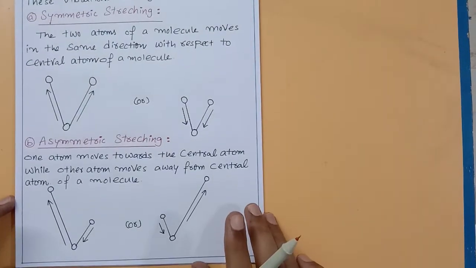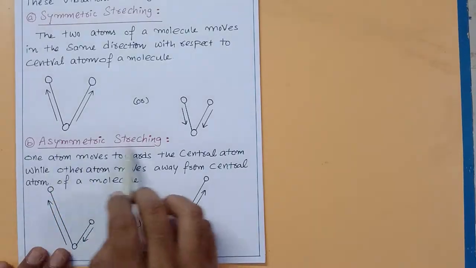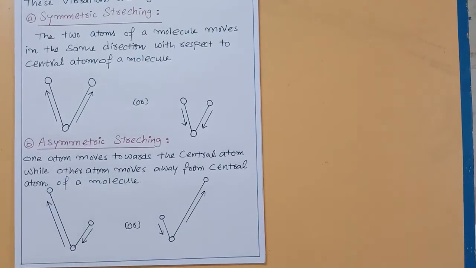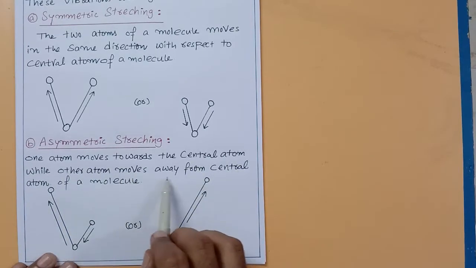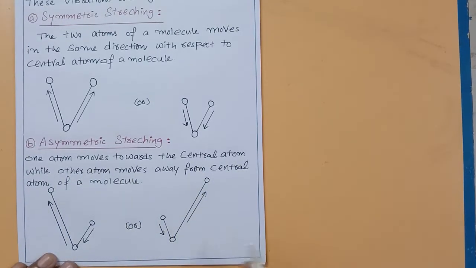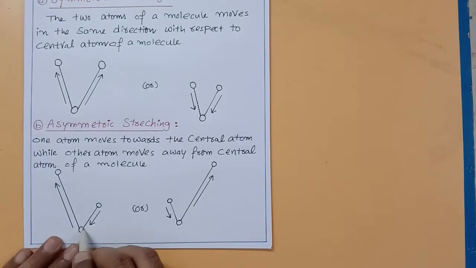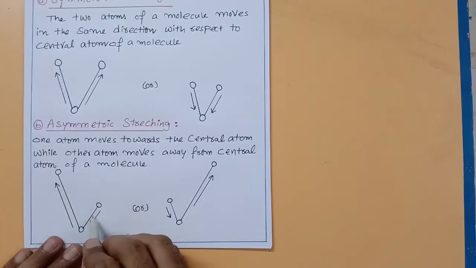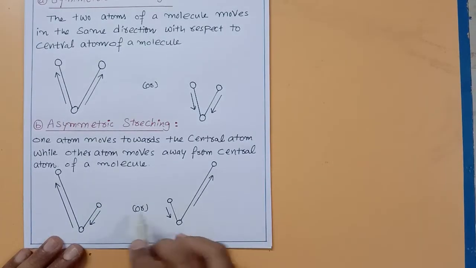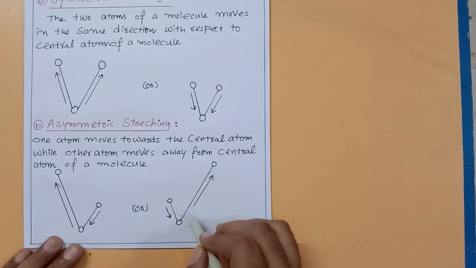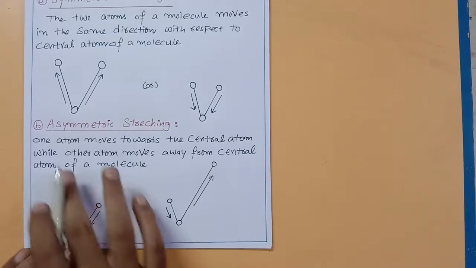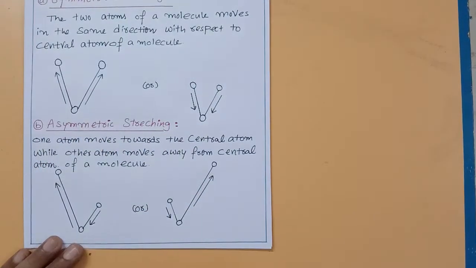And there is a second stretching, that is called asymmetric stretching. In asymmetric stretching, one atom moves towards the central atom while the other atom moves away from the central atom of a molecule. So here you can see, this is the central atom. This atom is moving away and this atom is coming close to the central atom. Or it can be represented the other way around. So this type of stretching is called asymmetric stretching.